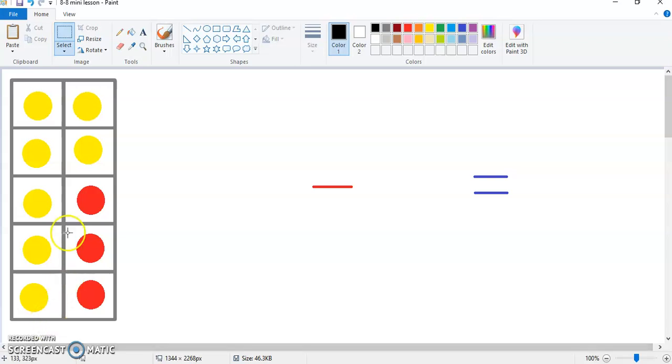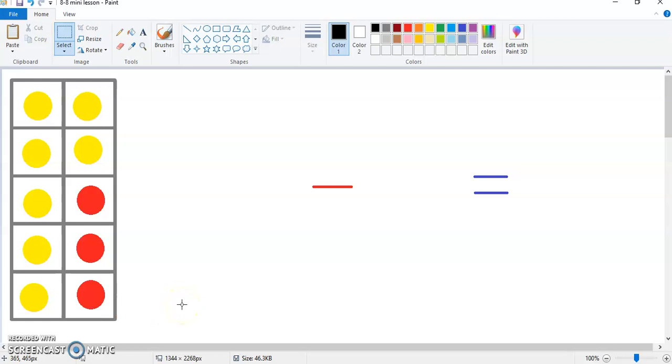10 frames. So just a reminder, this is a 10 frame. And we know that when a 10 frame is all filled up, there are 10 counters. We know that. We don't even have to count. We know that this side has 5 and this side has 5. But in all, there's always 10. If it's filled up, it's always 10. We know that. That's why it's called a 10 frame.